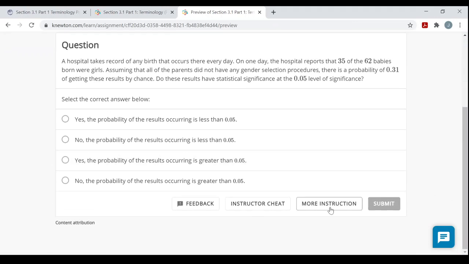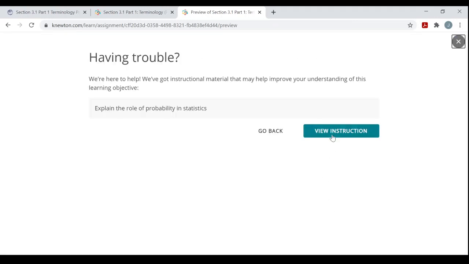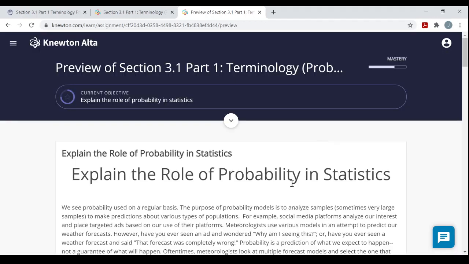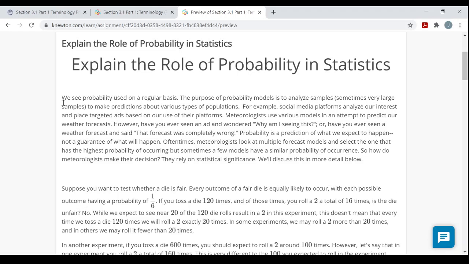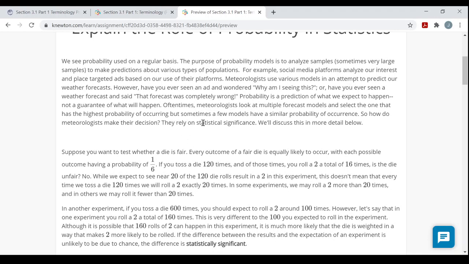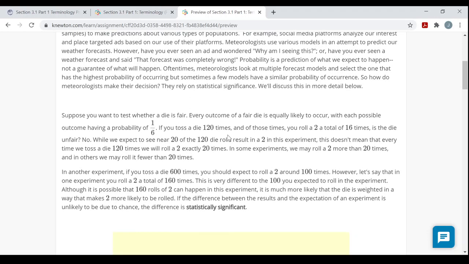All right. You know, in fact, I'll click on more instruction just to show you. There should be stuff on. Yeah, here we go. So we see probability used on a regular basis. Right? The purpose of probability models is to analyze samples, sometimes very large samples, to make predictions about various types of populations. For example, blah, blah, blah, right? Statistical significance is mentioned here.